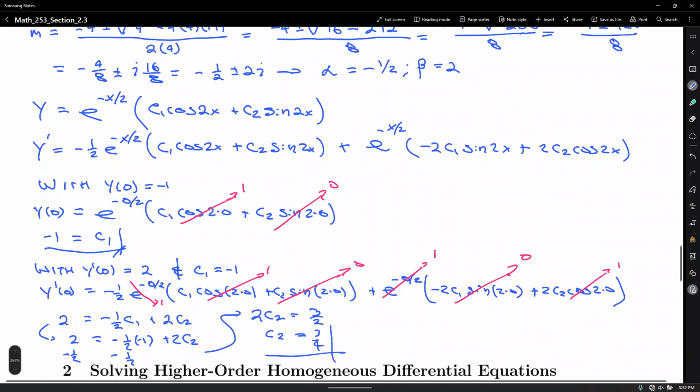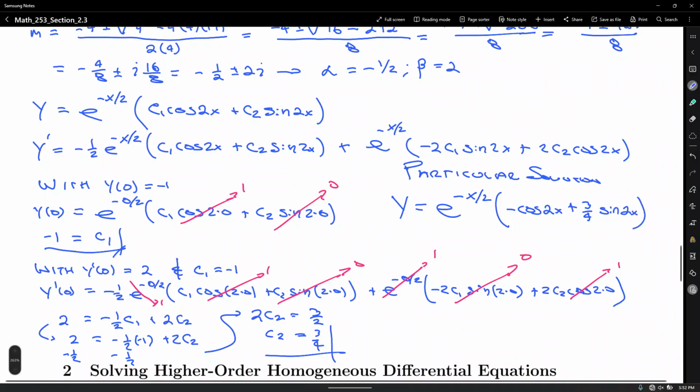And we're not done yet. We're not done. Particular solution. That'll be y equals e to the negative x over 2 times negative cosine 2x plus 3/4 sine 2x. We're not done yet. We need to box our final answer.